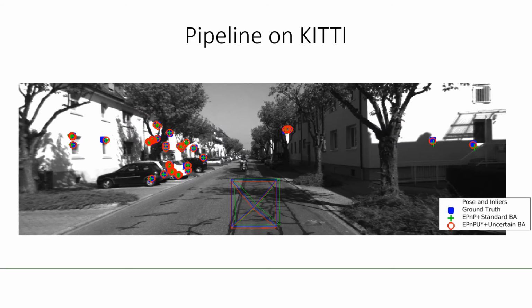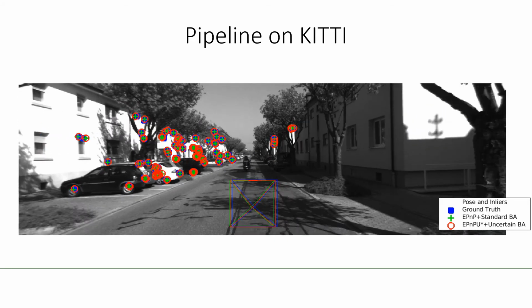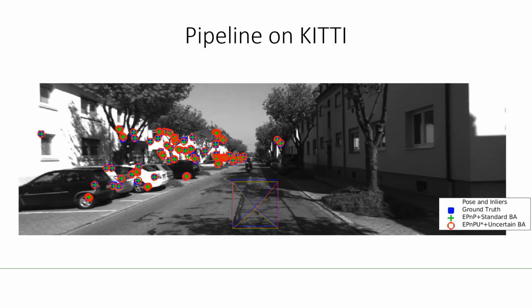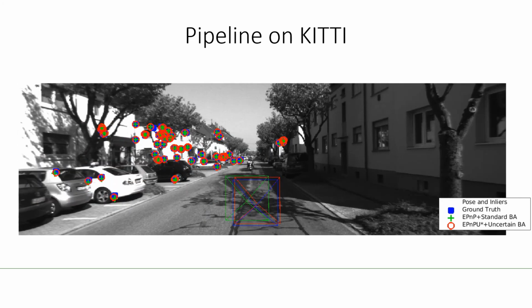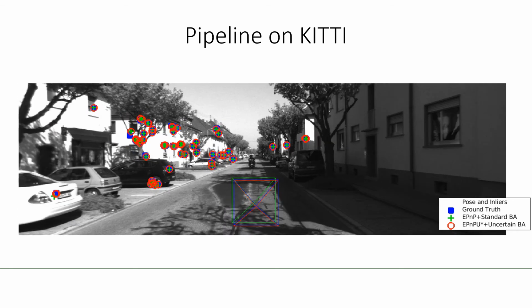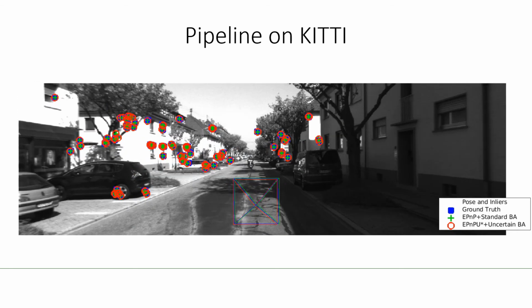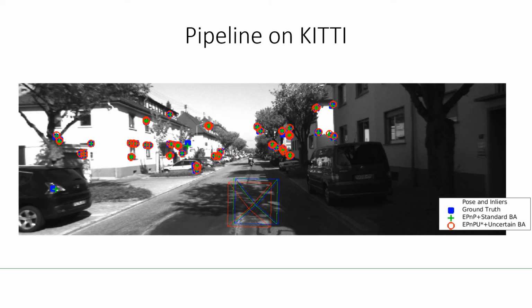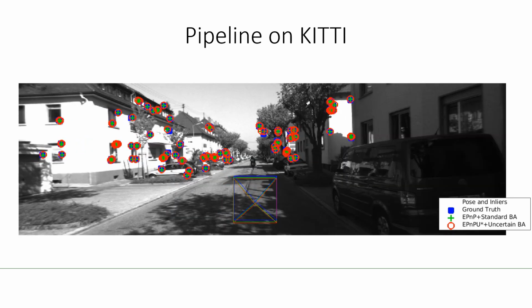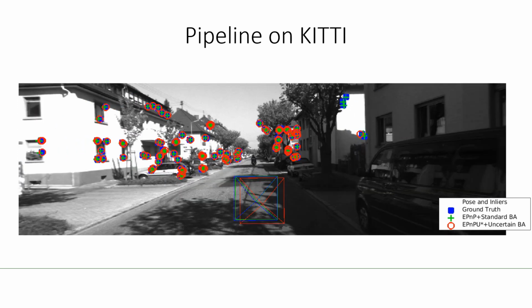This video shows the ground truth camera pose and inlier set in blue, the pose and inlier set estimated by EPNPU with standard refinement in green, and the pose estimated by the proposed EPNPU with uncertain refinement in red. While in easy cases the methods perform similarly, in difficult situations the proposed solver tends to have better accuracy.